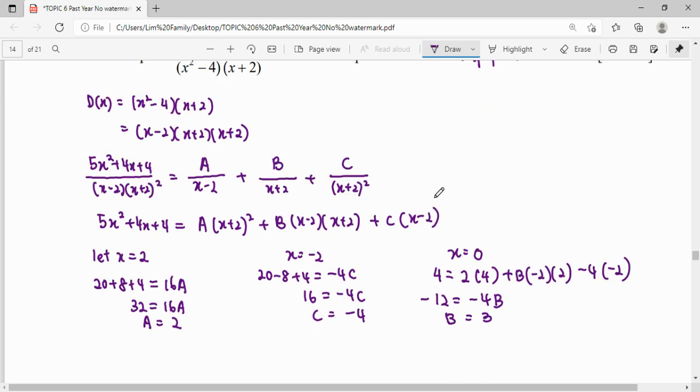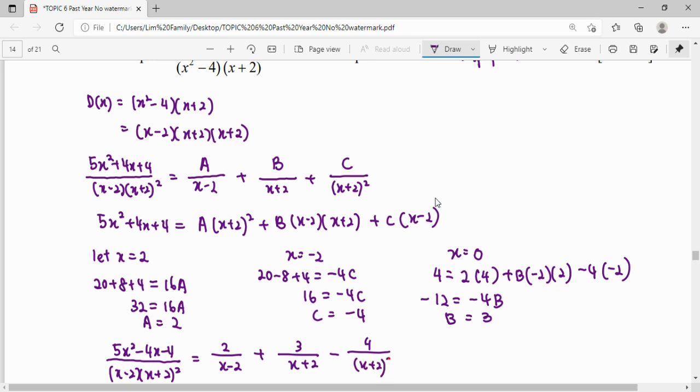After we find A, B, C, the last step is to substitute back into our fractions, where A is 2, then B is 3, so positive 3, and C is -4, so a negative comes out. This is what we mean by expressing a proper fraction as partial fractions. A partial fraction means a fraction that is a smaller part, one part of the original fraction.